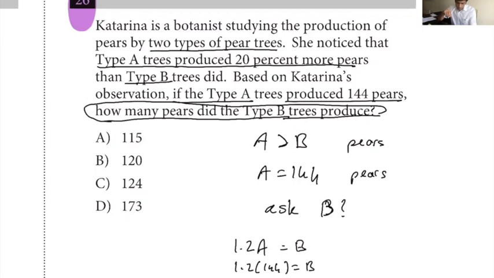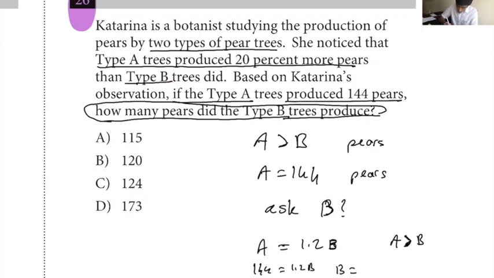Yeah, Naman, am I doing this right? I think it's 1.2 into B is equal to A. That's right. Okay. Exactly. Only if you have 1.2 times B, then A is greater than B stands. Okay. And then you have 144 equals 1.2B, and so B equals 120.